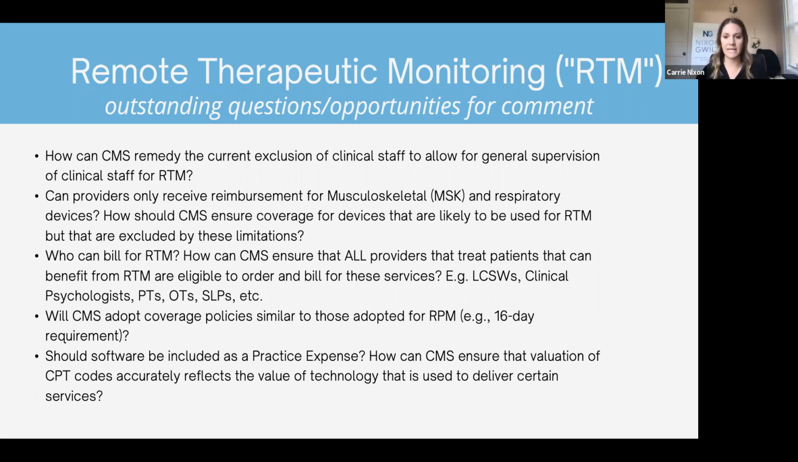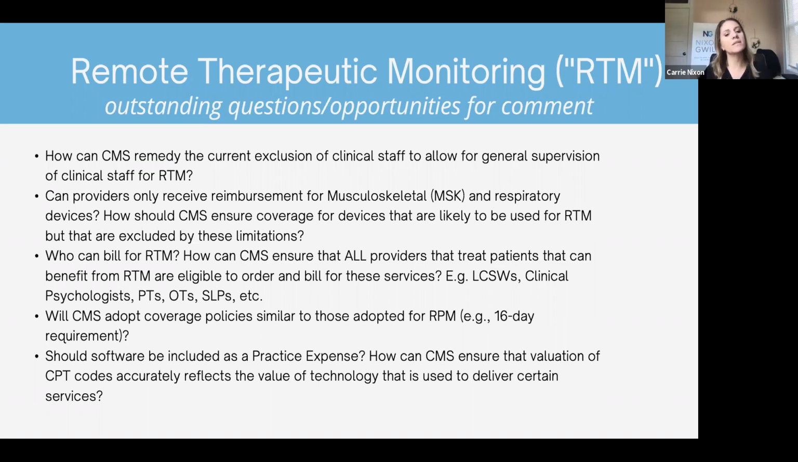There are lots of patients out there that don't need to monitor data 16 times in a month, things like weight or other types of data readings that clinically should not be monitored or taken 16 times in a month, and traditionally have gotten left out of RPM because of that 16-day requirement. So will CMS adopt those same coverage policies for RTM? And if so, is that going to create a barrier for your patients or for your customers? And how do we make sure that we don't have those barriers in the final rule?